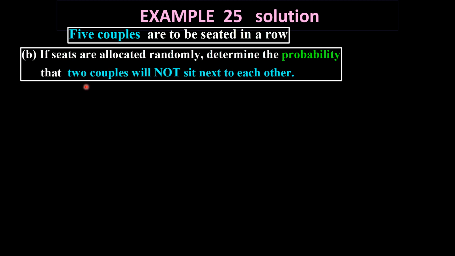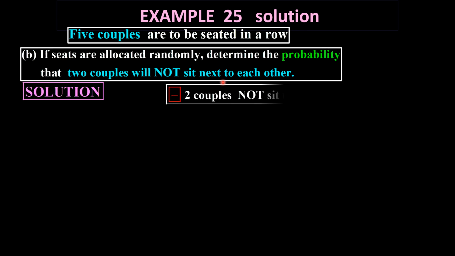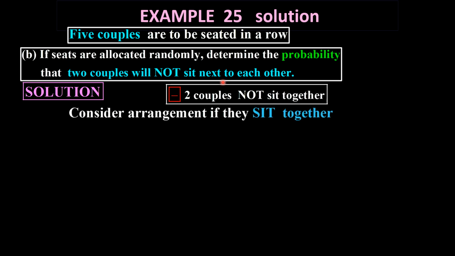Now they say the 2 couples will not sit next to each other. There's a little bit of a negative restriction there. So let's see here. 2 couples not to sit together. Okay. So when you have a "not to," it's always better to do the opposite. Let's consider them sitting together.